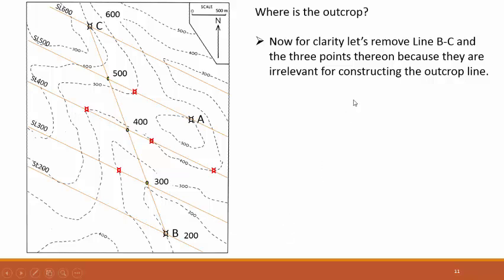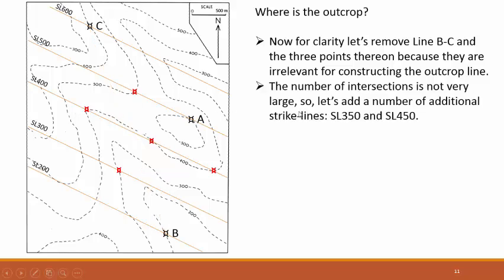Let's now, for clarity, remove the BC line and the 3 points because they are now meaningless for constructing the outcrop. We have discussed that on the last slide. So let's look at the number of intersections. 1, 2, 3, 4, 5, 6, 7, 8 intersections. That is not an awful lot.